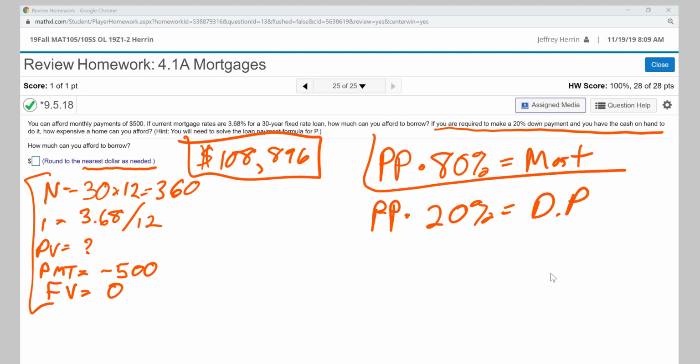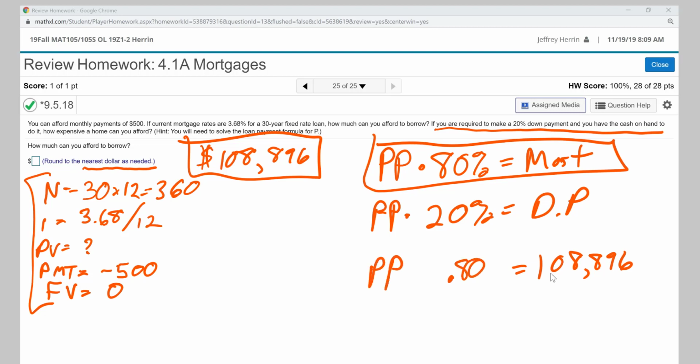So I'm going to look at this equation up here. The purchase price is what we want to know. The mortgage we know. That's 108,896. Again, the mortgage is the amount we actually borrow. I'm going to convert my percent to a 0.80. And so now to find my purchase price, I'm just going to take the 108,896 and divide it by 0.8.